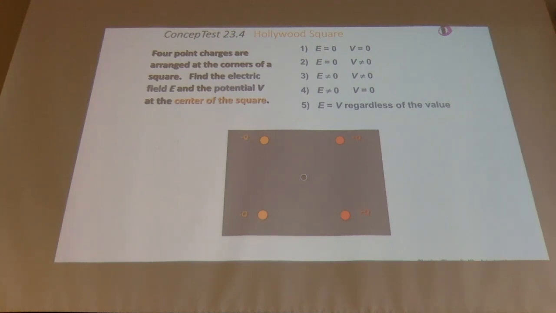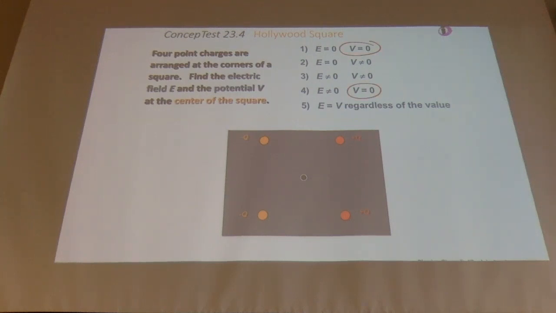Let's take them one at a time. Potential at the center of the square: 0 or not? That's good. Nice work. So the two answers are either 0 or not. Say the word 0 or not, whatever your answer is. Go. 0. It sounded more like 0, right? So our answers are either that one or that one.